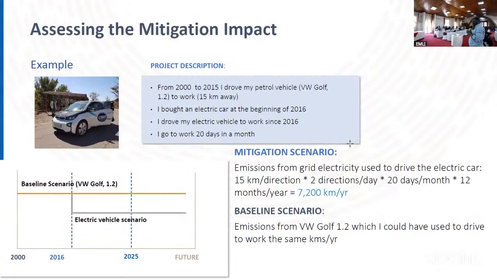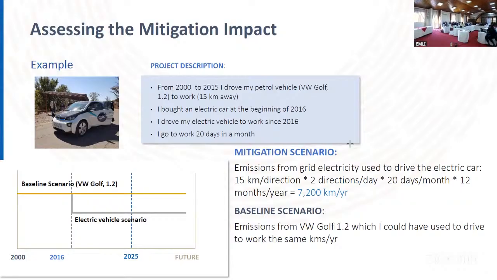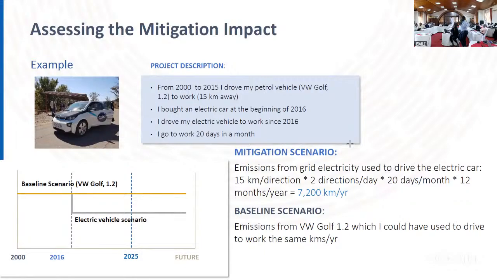So, I have this little example here. We're going to do some little mathematics. This is not really mine, because I don't drive an electric vehicle, but I know someone who drives one. So let's assume between 2000 and 2015 he drove a petrol vehicle, right? The city is 15 kilometers from the office, which means it's a two-way drive. That's 30 kilometers, right?